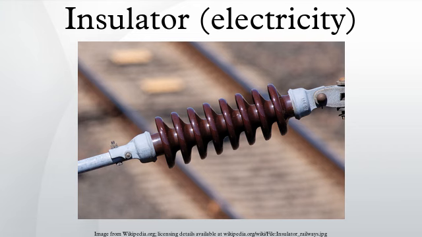Bushing enables one or several conductors to pass through a partition such as a wall or a tank, and insulates the conductors from it. Line post insulator. Station post insulator, cut-out, cap and pin insulators.